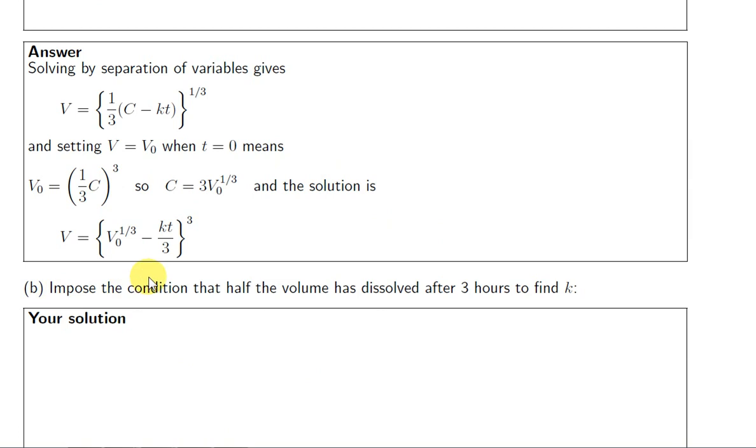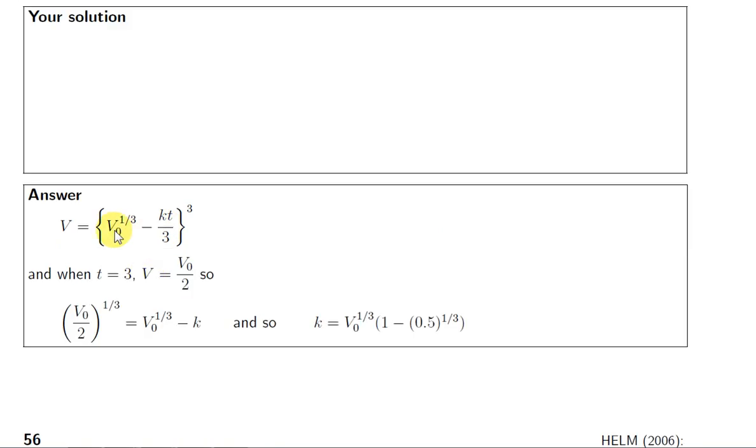Now in part B of the question we are given that half the volume has dissolved after 3 hours. So the initial volume is V0, so that means we want V to be half the initial volume. So V is decreasing with time, of course, and it decreases from an initial value of V0 to half its volume, V0 over 2, in a certain amount of time that we've defined. So we put V0 over 2 equal to this expression here and solve for T.